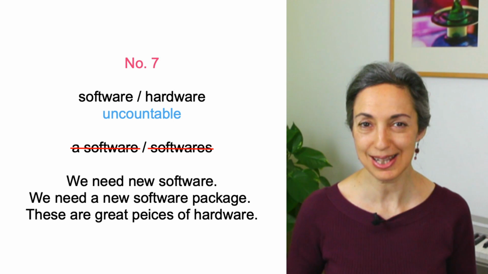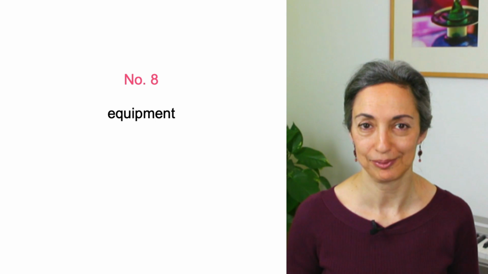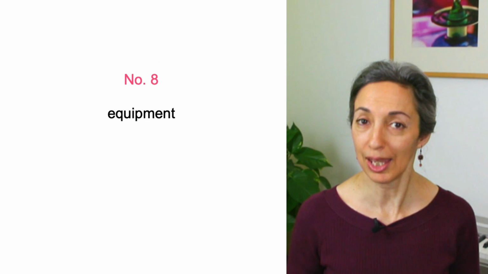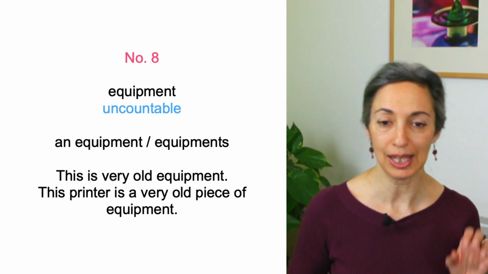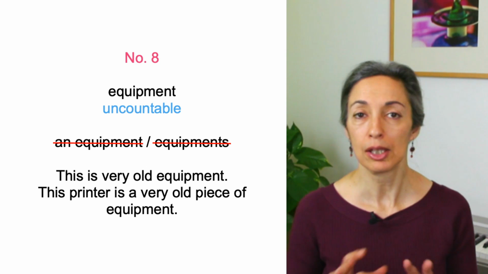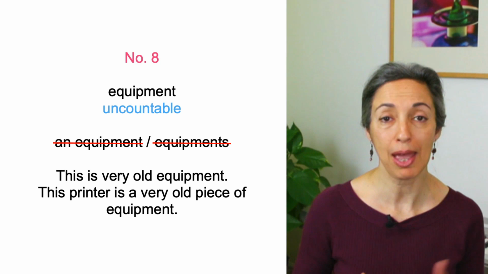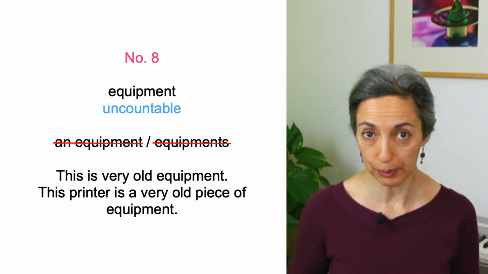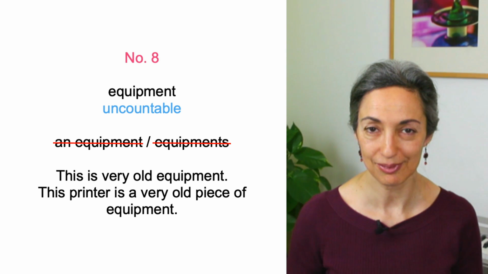Okay, number 8 is equipment. Countable or uncountable? Equipment is also uncountable. So avoid saying an equipment or equipments. Use it in general. This is very old equipment. Or pair it up with piece. For example, this printer is a very old piece of equipment.